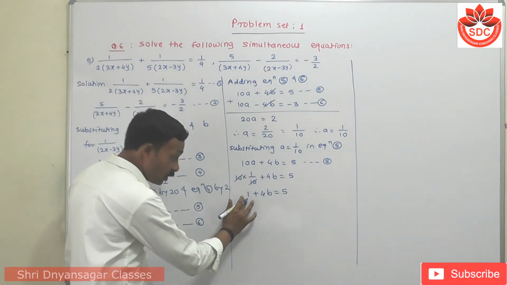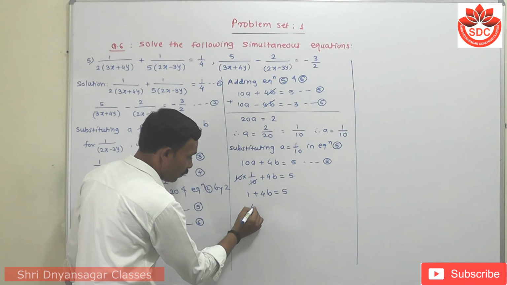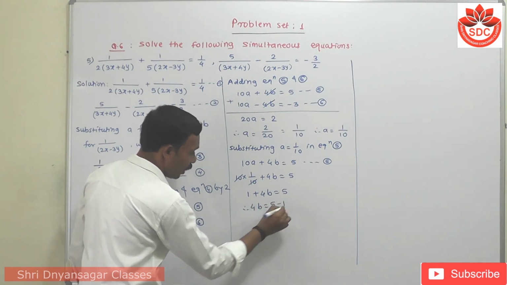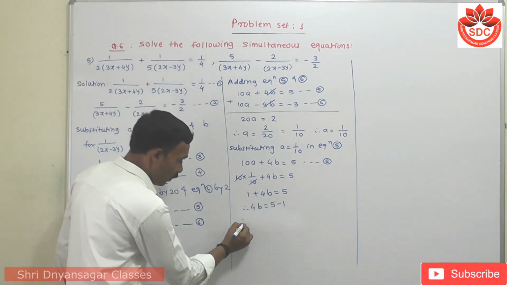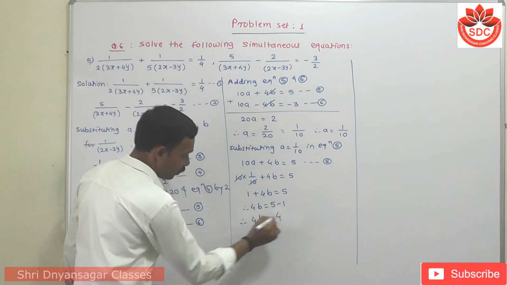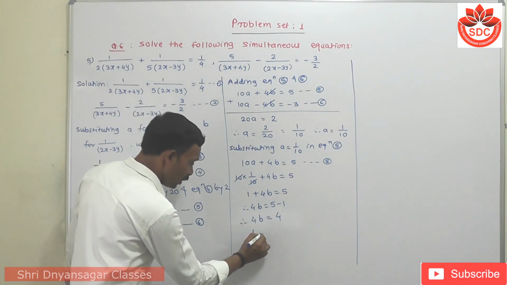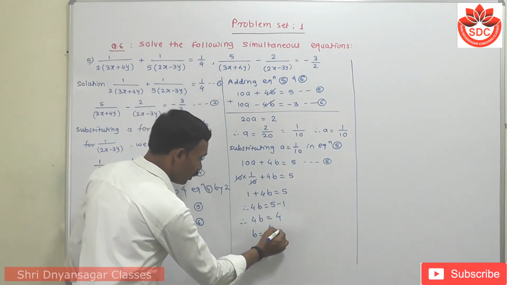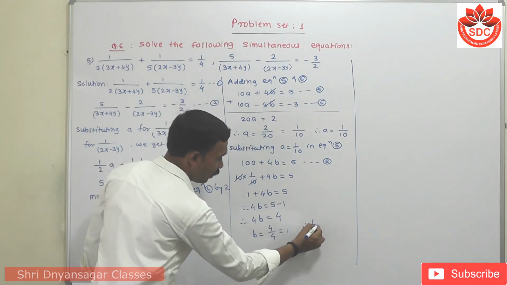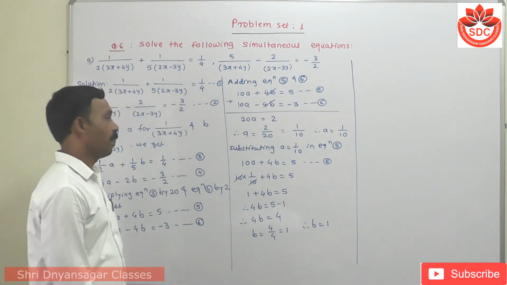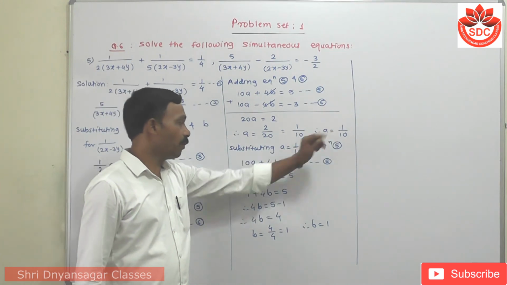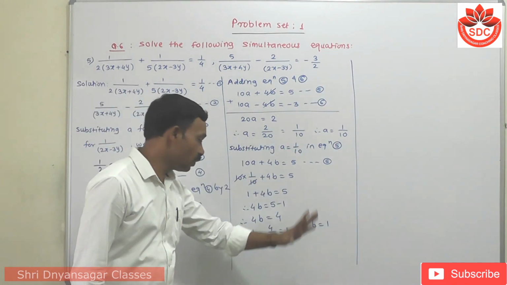Then transpose this 1 to the other side, so that 4b is equals to 5 minus 1. Therefore 4b is equals to 4, means that b is equals to 4 upon 4 is equals to 1. Here I have written b is equals to how much? 1. Means that a is equals to 1 upon 10 and b is equals to 1.